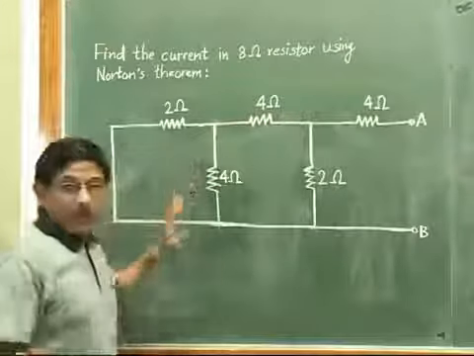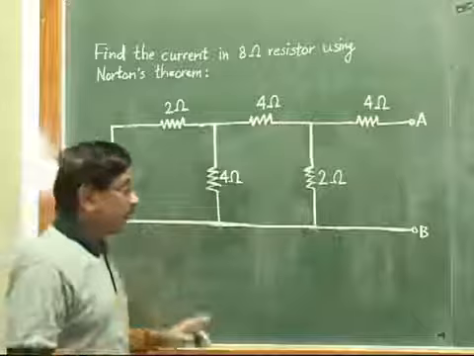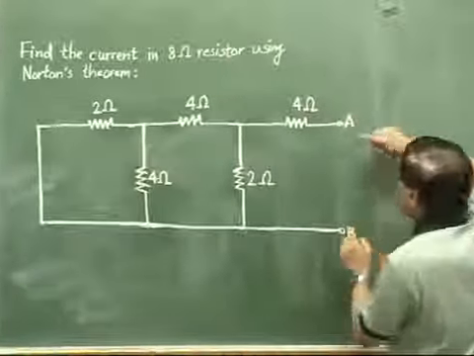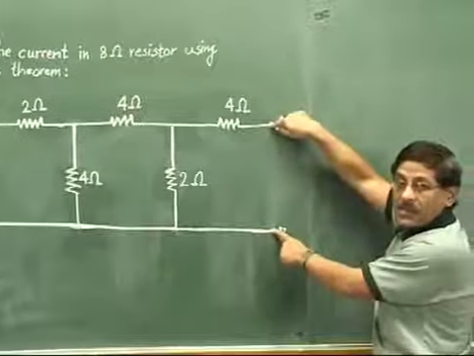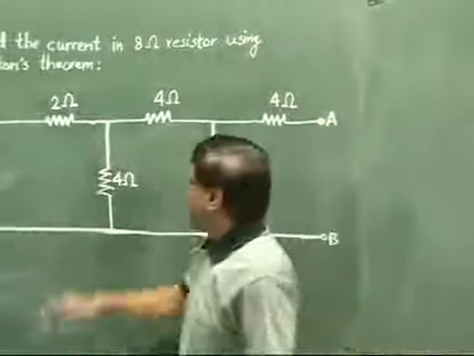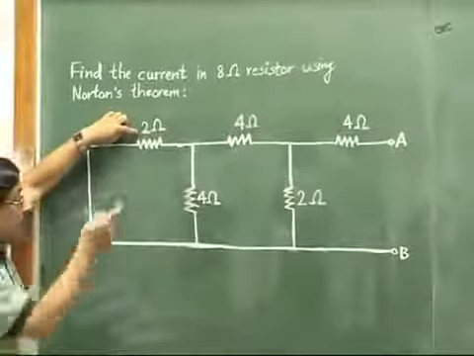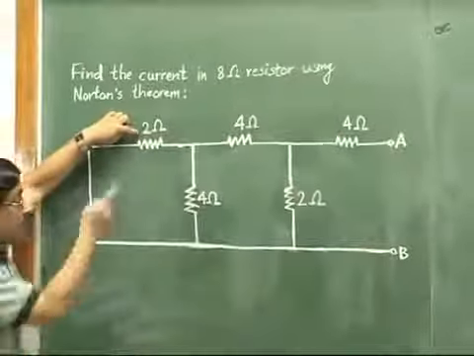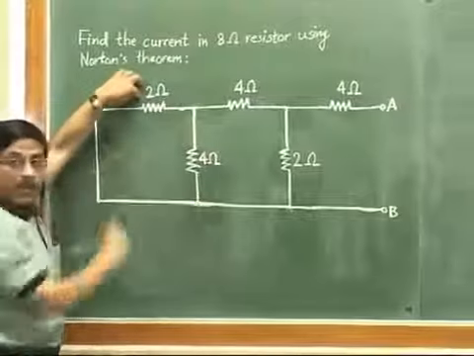Now we have to reduce this circuit so that finally there is one single value of resistance remaining across these 2 points. We can start from the other end. Now see, if you look at the diagram, this 2 ohm is this branch, this 4 ohm is this branch, so 2 and 4 are parallel.